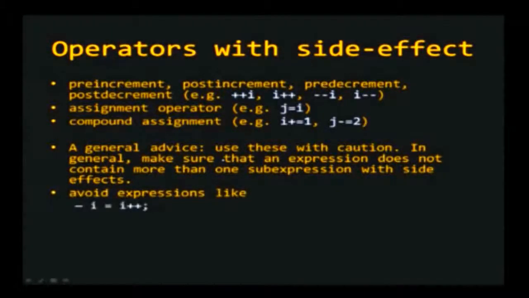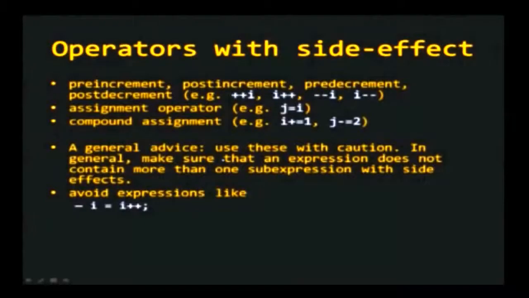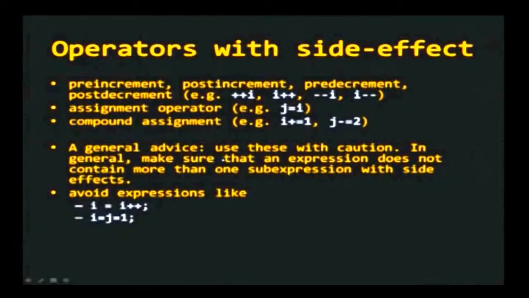So, avoid expressions like i equal to i plus plus. As we have seen before, this has two updates on i, so the result is unspecified. Take i equal to j equal to 1: here is a full expression that has two side effects. Technically, you can predict the result, because the updates are on different variables, so it is not really unspecified, but as a good programming practice, please avoid such expressions.